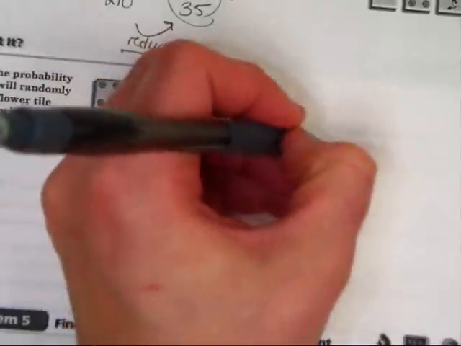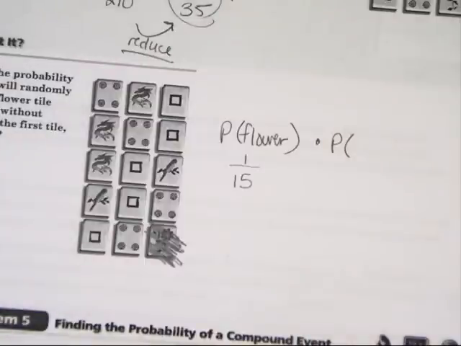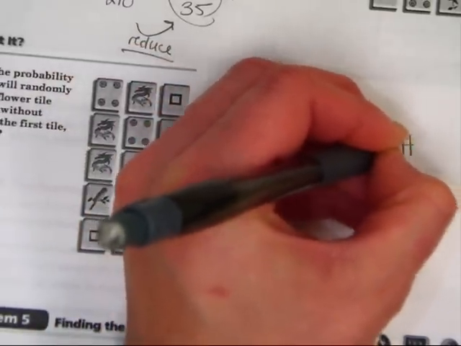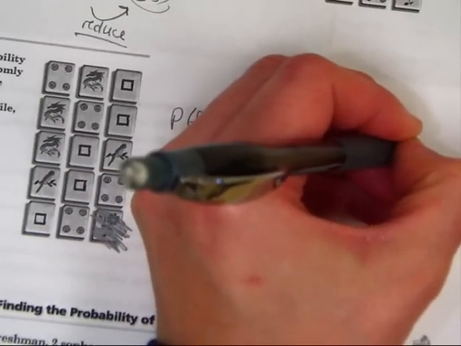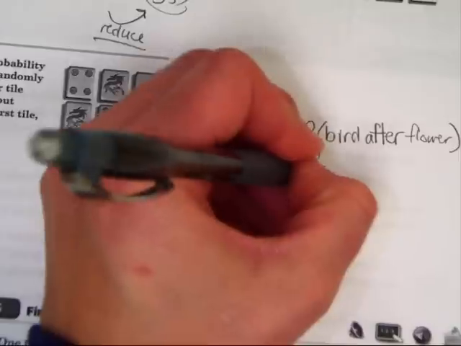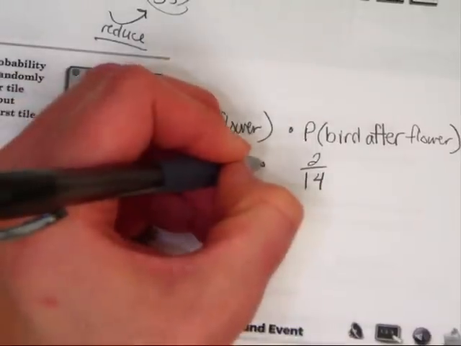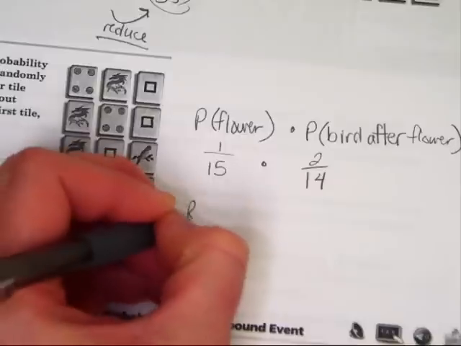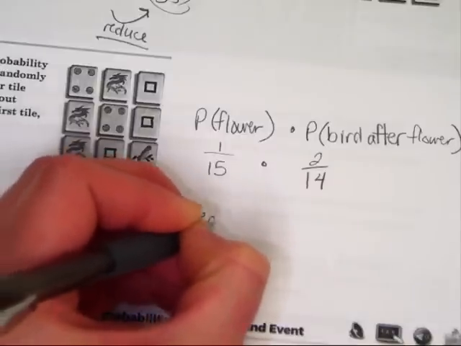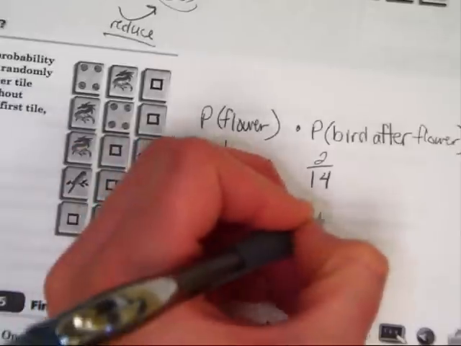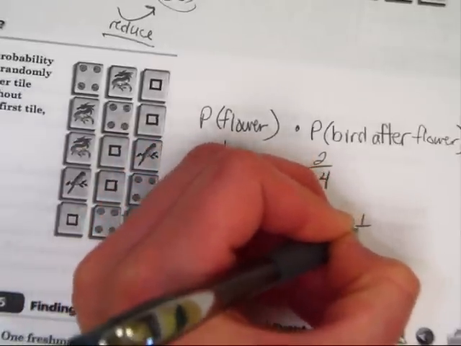Now you need to multiply that by the probability of getting a bird. We're going to pretend you actually got the flower. Okay? So how many birds are there? 2 out of 14 now. You can reduce right away. You can make that 1 over 7. Here, in fact, I'll reduce first on this one because I usually don't, so you can see how it would work. I'll reduce first, so I get 1 over 15 times 1 over 7.